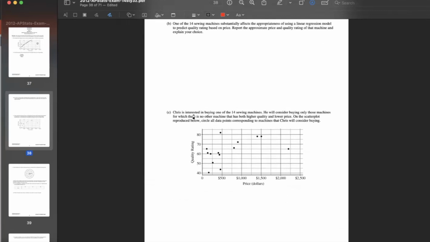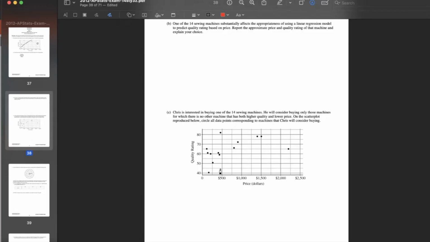Part C: Chris is interested in buying one of the 14 sewing machines, and he will only consider buying those machines for which there is no other machine that has both higher quality and lower price. On the scatter plot reproduced below, circle all data points corresponding to the machines that Chris will consider buying.